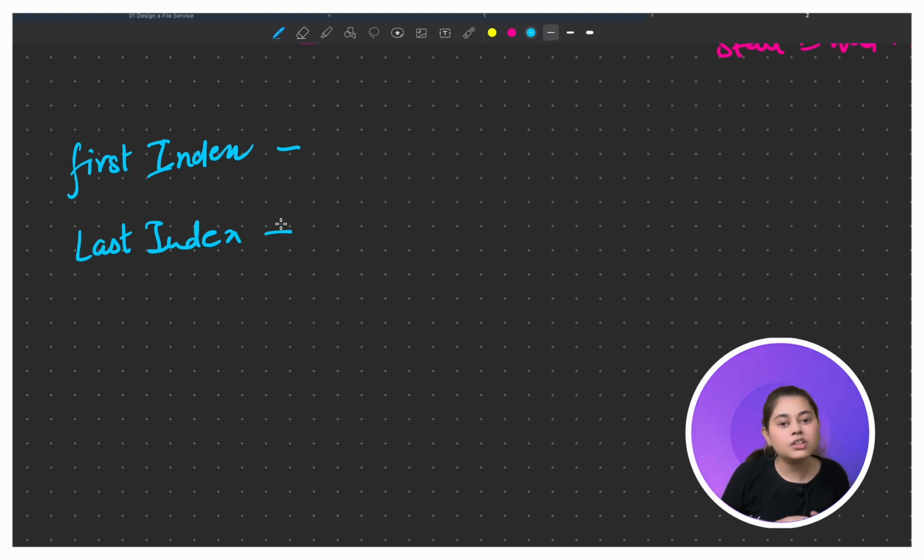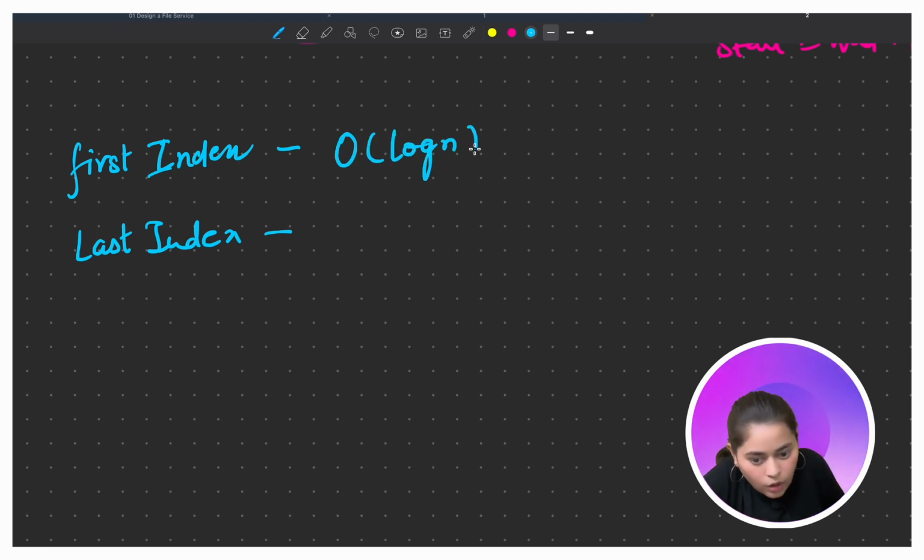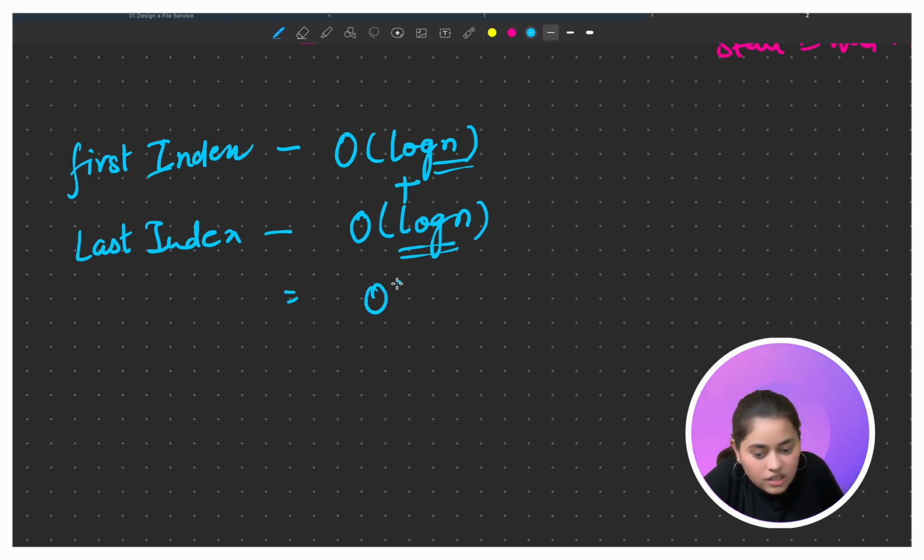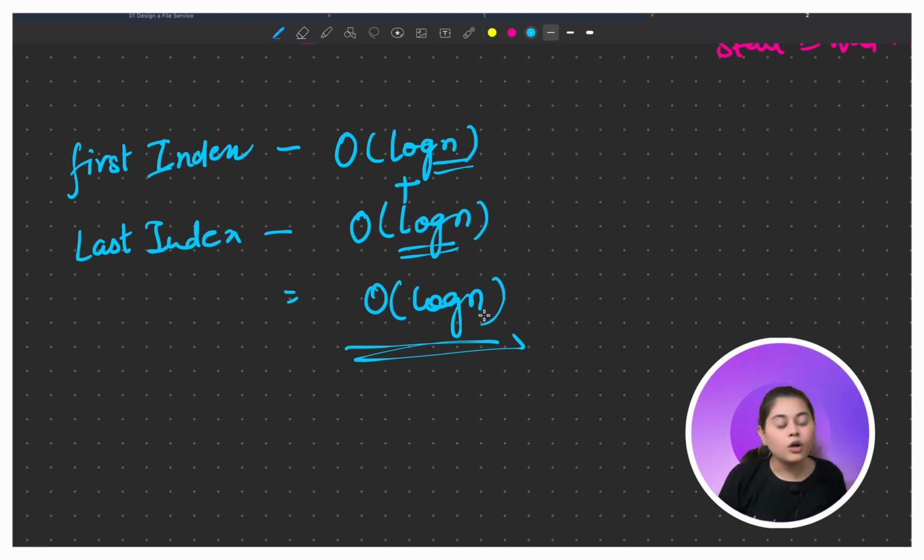For finding out the first index and the last index, we are using binary search since the array was sorted. So for finding the first index, we took log n time. For calculating the last index, we took log n time. So the final complexity for this algorithm will be O of log n only. And we did not take any extra space, we just maintained two variables, first index and last index, and applied binary search to calculate them.